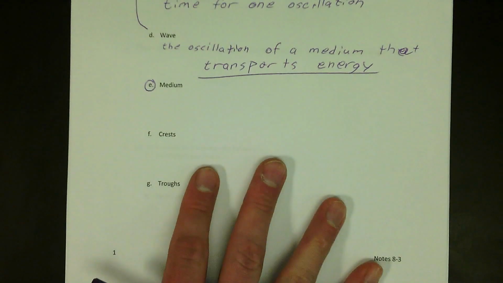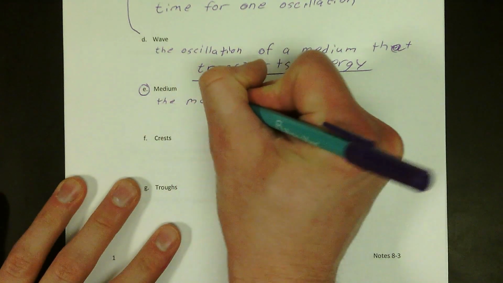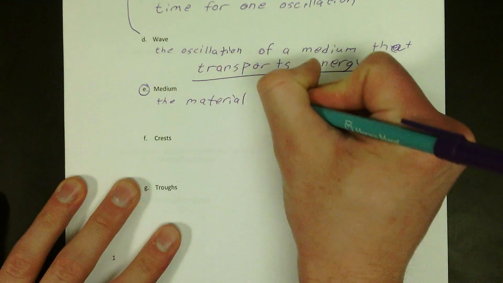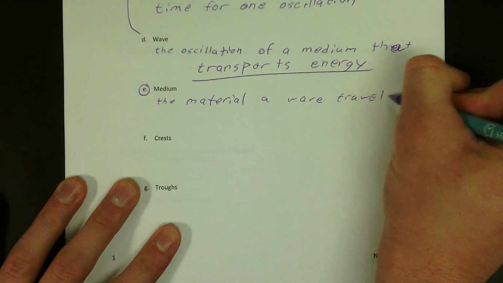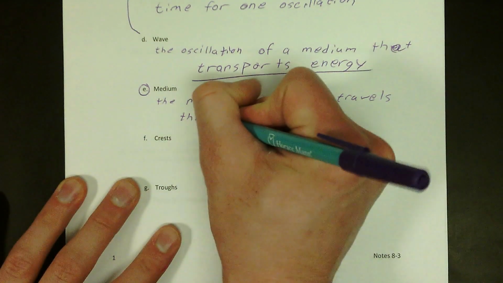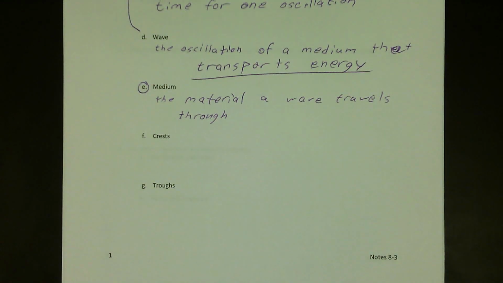Okay, so what is a medium? So a medium is the material a wave travels through. Now, it's worth mentioning there are waves that can travel without a medium. They're called electromagnetic waves. We will talk about them. We're not going to do them right now. We're not going to do them this unit. This unit is only mechanical waves. This unit is waves that physically go through stuff.